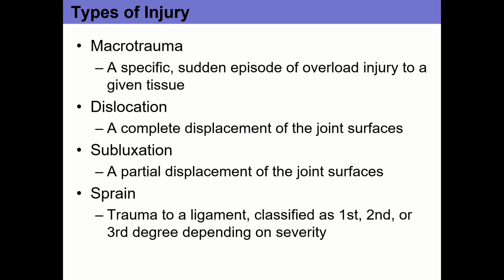So macro trauma, anything macro is big. So macro trauma is big trauma. So it is if somebody gets what we would refer to as a traumatic injury. So that's like a broken arm. That is an ankle sprain. That is a shoulder dislocation. Those kinds of things would all be macro trauma. So there's one big inciting force that causes an injury.